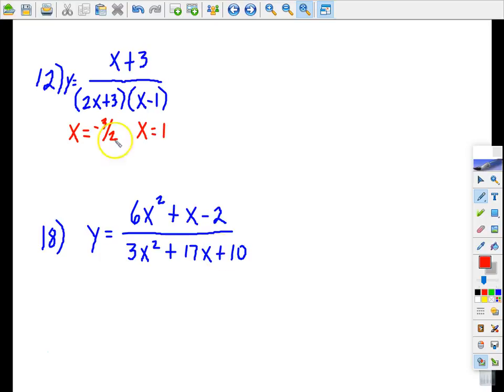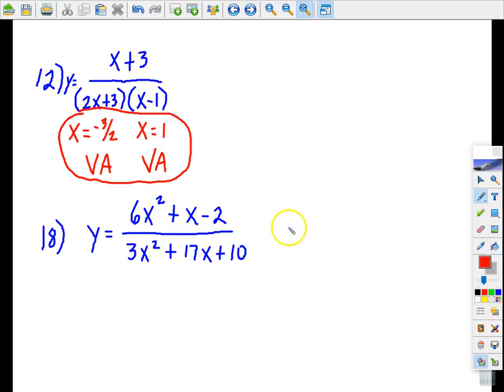When you get to 10 through 18 even, you need to go ahead and name these. And remember, in class we said that if these numbers only make the denominator 0, not the numerator, then they're considered to be vertical asymptotes. So for this problem, I have two vertical asymptotes: x equals negative 3/2 and x equals 1.